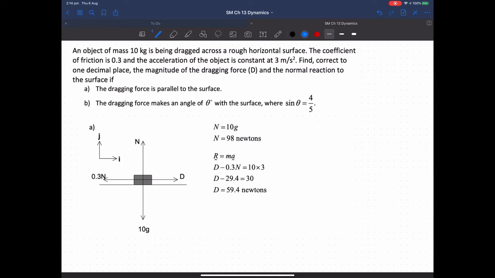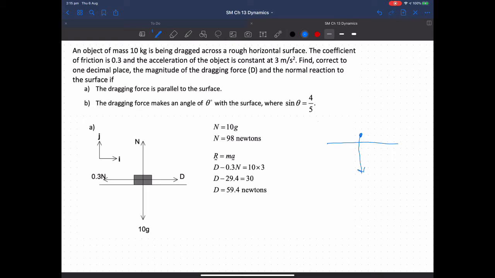In this question, an object of mass 10 kilograms is being dragged across a rough horizontal surface. Working on my diagram, what do I have? There is the surface, and I'm going to draw my object as a point. We've been told that object has a mass of 10 kilograms, so its weight is operating downwards.